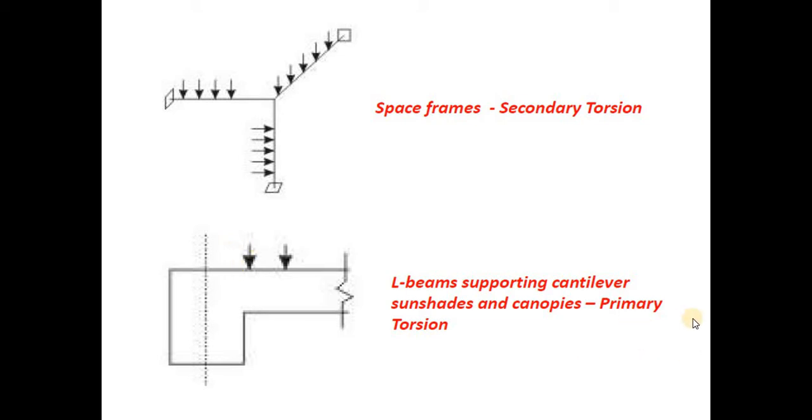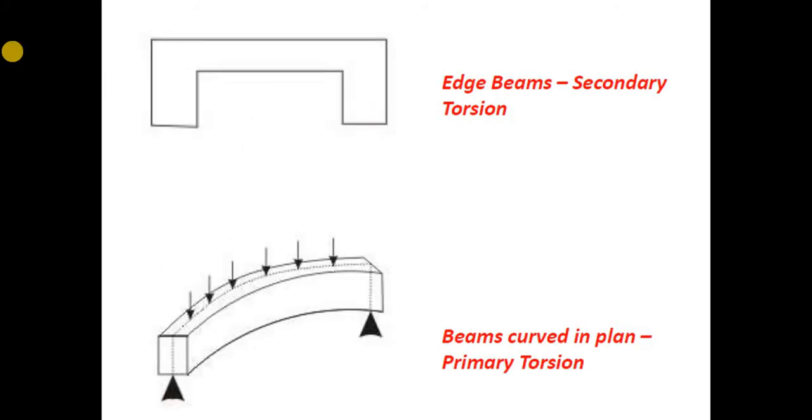So this is called primary torsion. Primary torsion is nothing but it is due to the self of an RC structure. It's not due to any additional or any other structural members. Okay, we will move further.